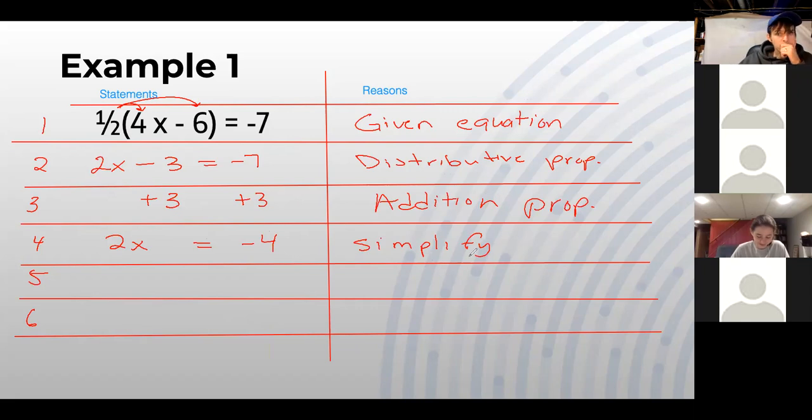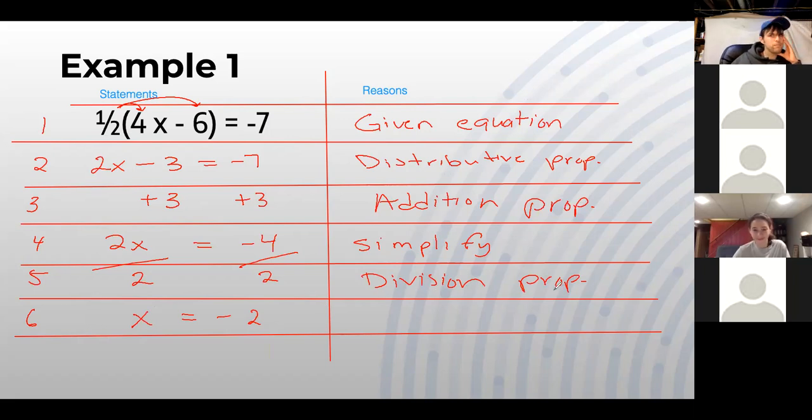And last thing is I'm going to go ahead and divide both sides by 2. So that's our division property. And the result, x is equal to -2. Is that the same answer we got last time? Yeah. It's okay. What do we got here? So we divided. We could either say it's simplify, or again, we could use the substitution property.